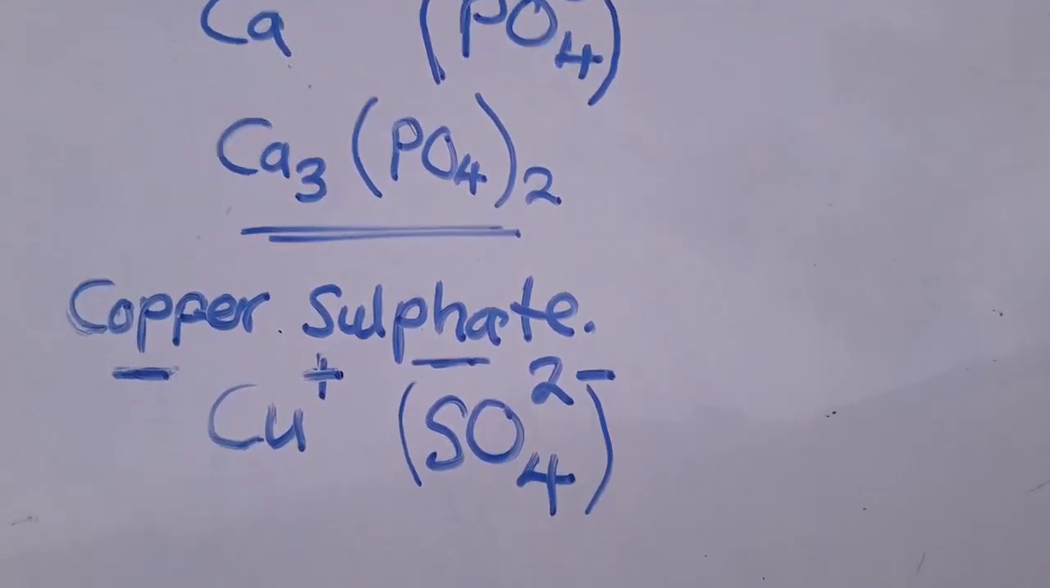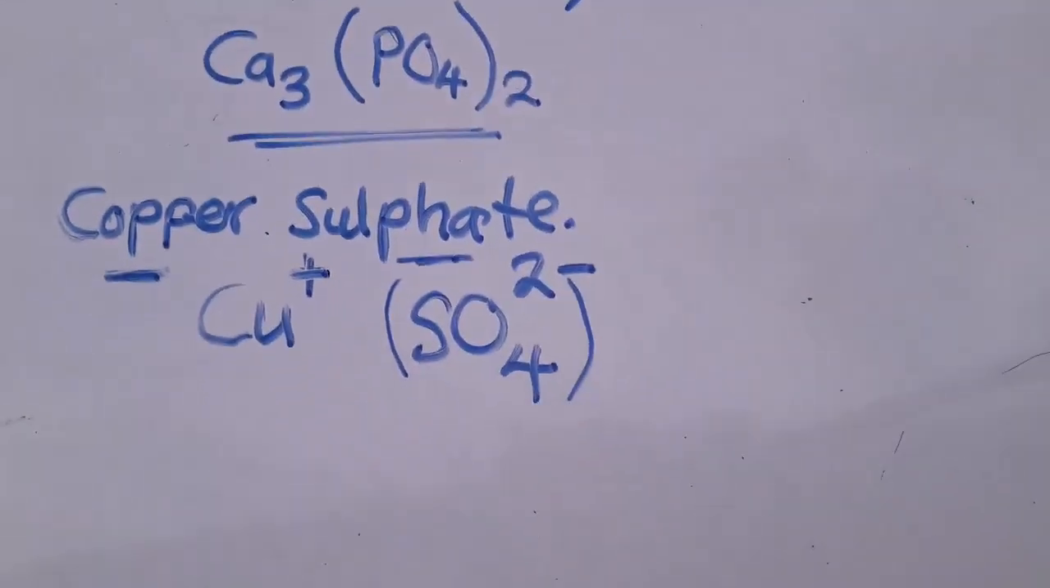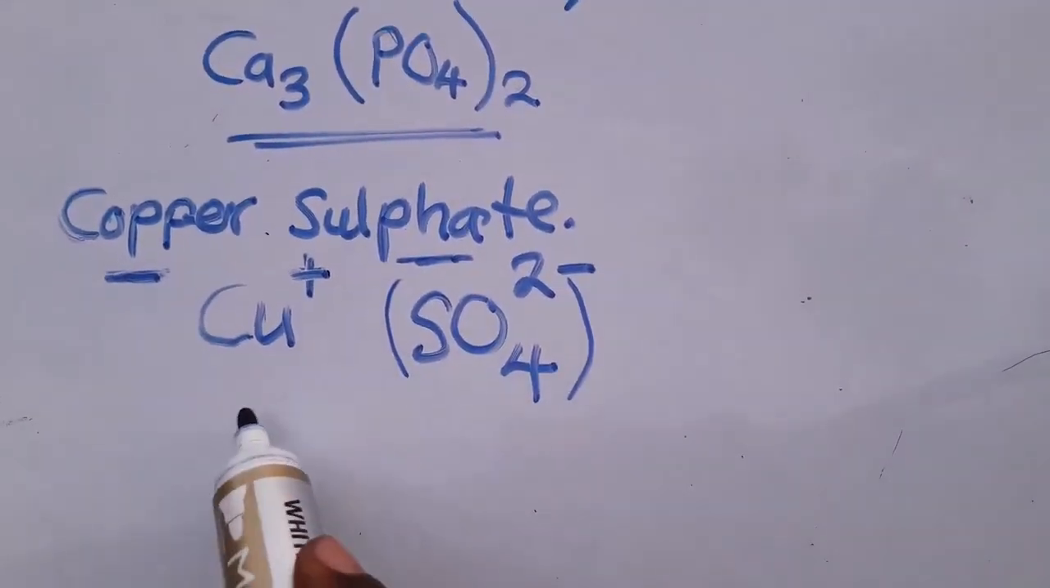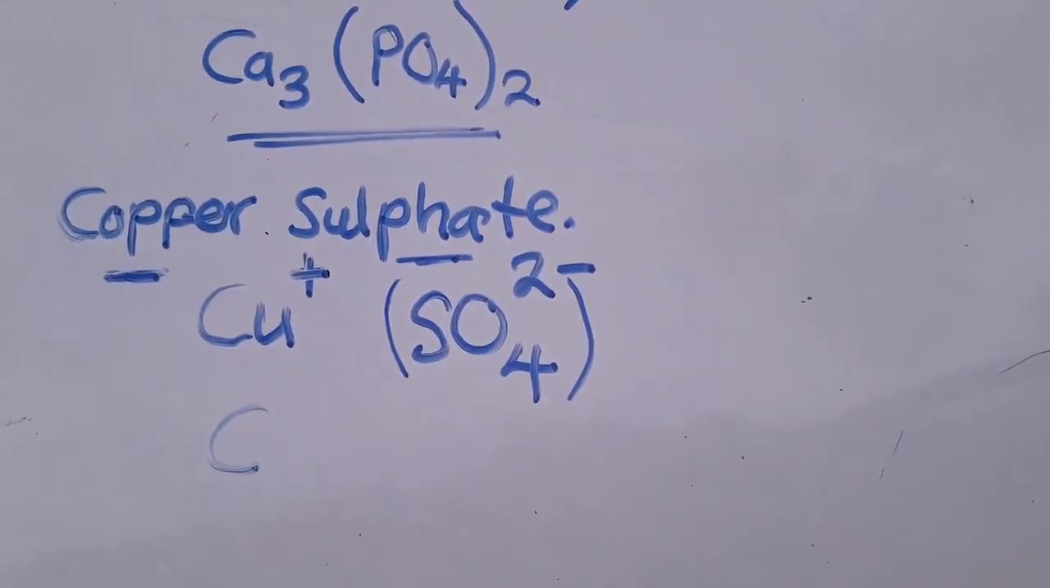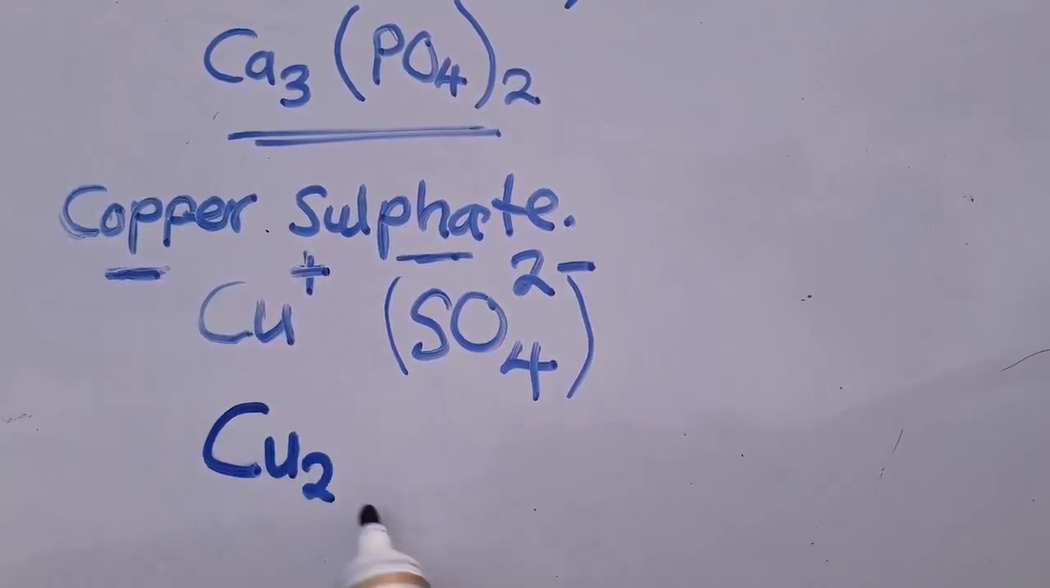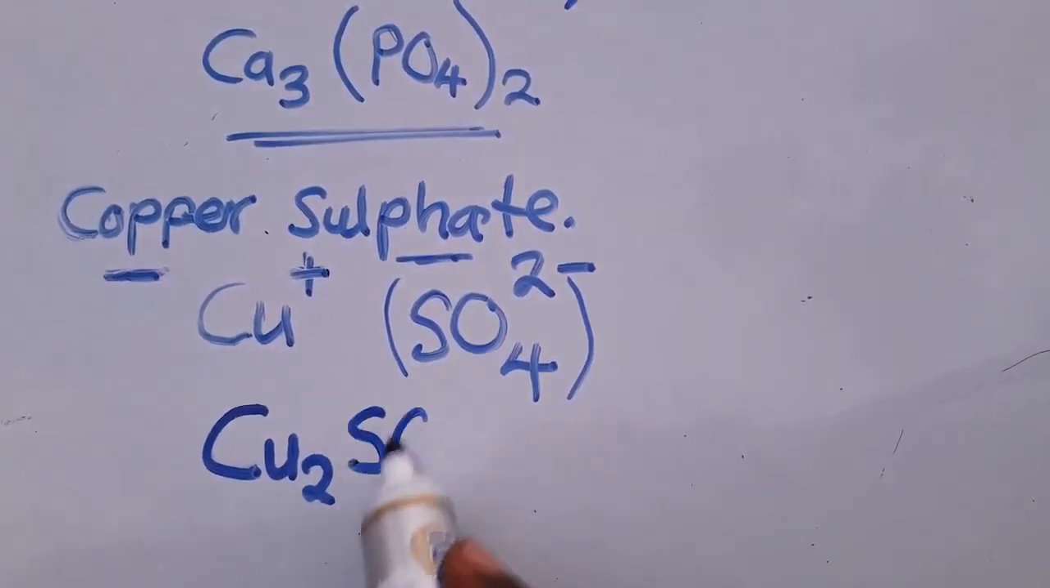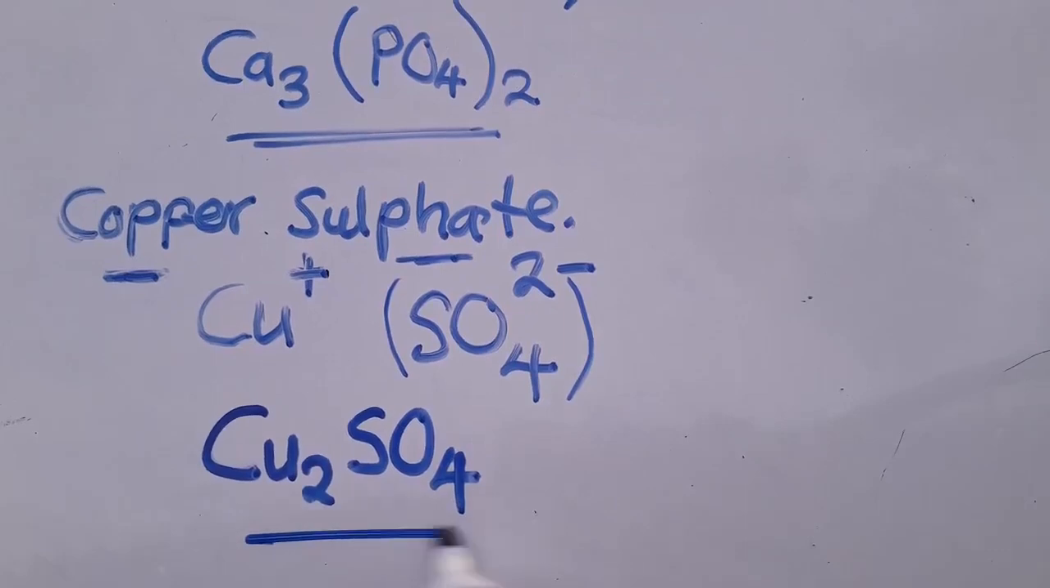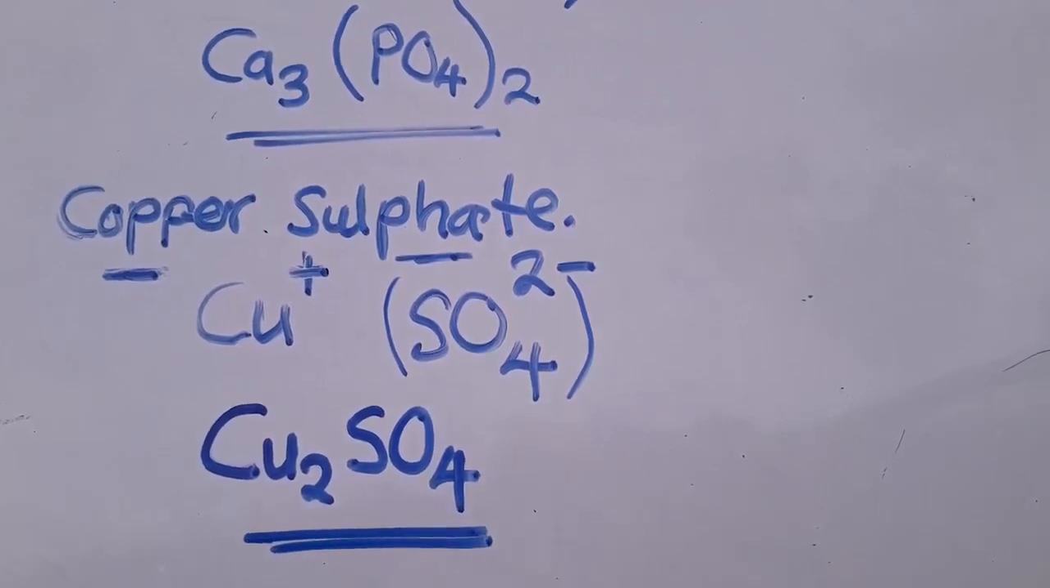So what are we going to form? What are we going to have? We are going to have something that will be like this, copper. So you write your copper there. You say copper, a 2 here, then a sulfate there like this. So this is what? Copper sulfate.